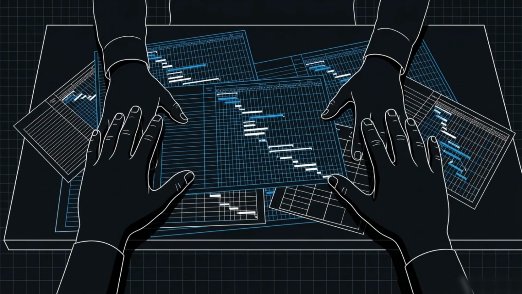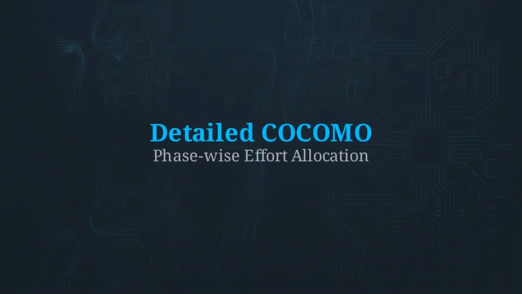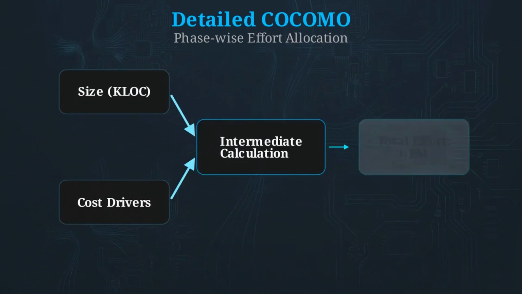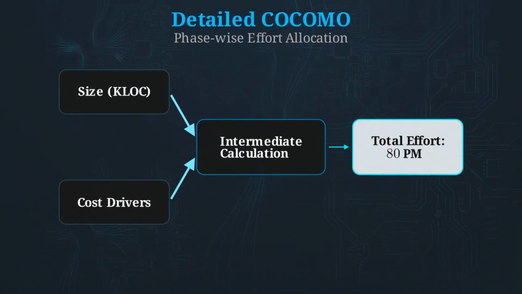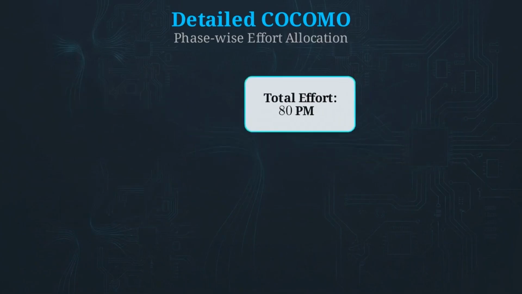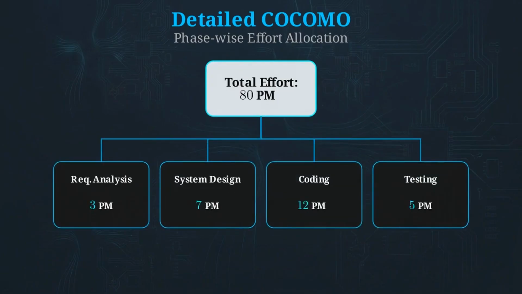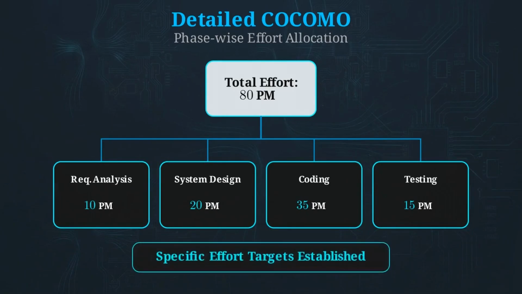Without a phase-by-phase breakdown, scheduling a large workforce becomes difficult, creating the need for a more specific analytical tool. Detailed COCOMO specifically allocates effort across the software development lifecycle. In this pseudocode, it first takes the adjusted total effort from the intermediate model, factoring size and cost drivers. Then it distributes that workload across standard phases like requirement analysis, system design, coding, and testing. By calculating these specific allocations, detailed COCOMO provides specific effort targets for each stage of development.